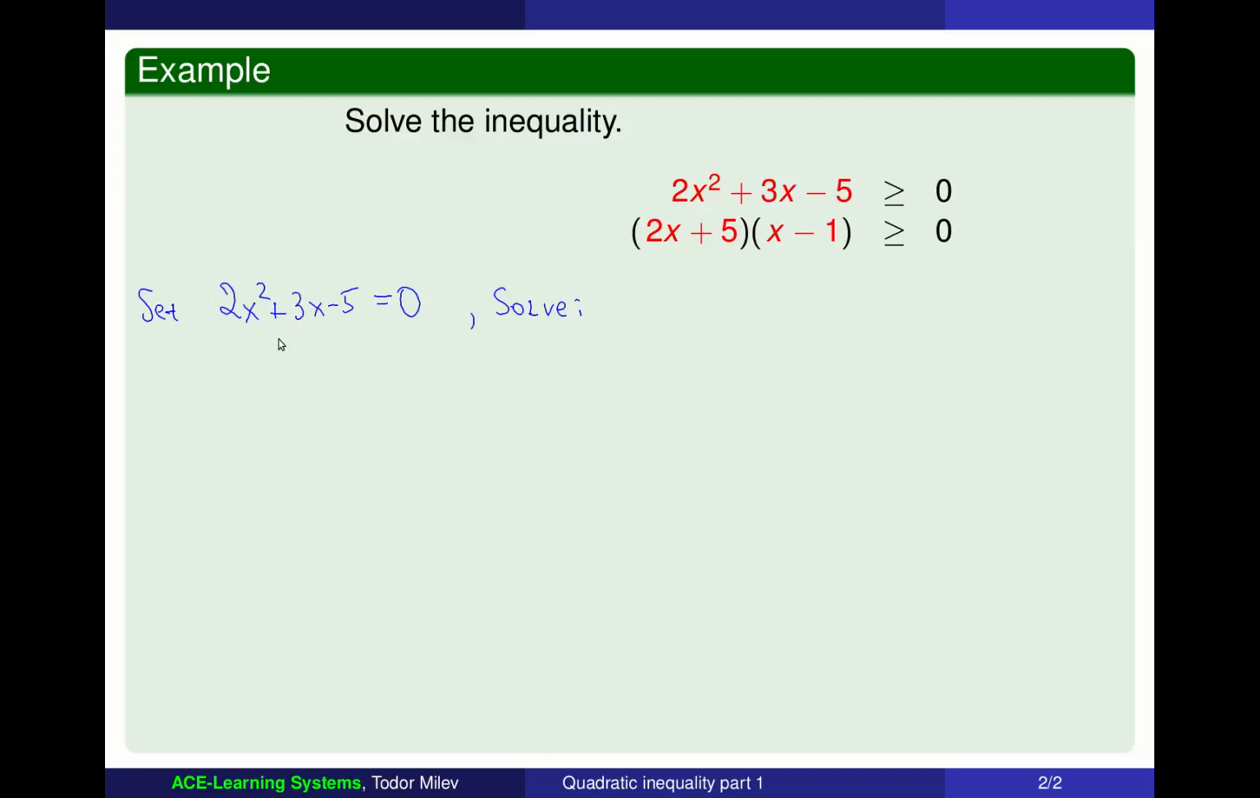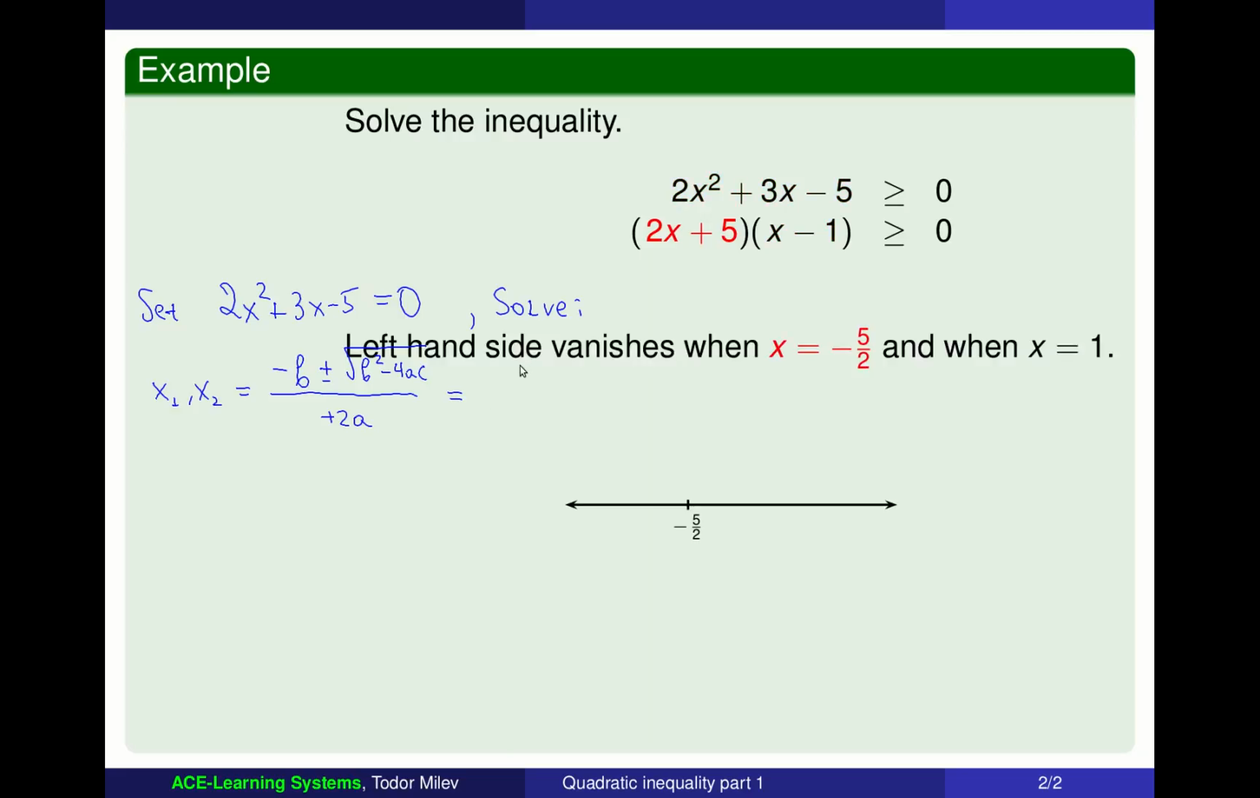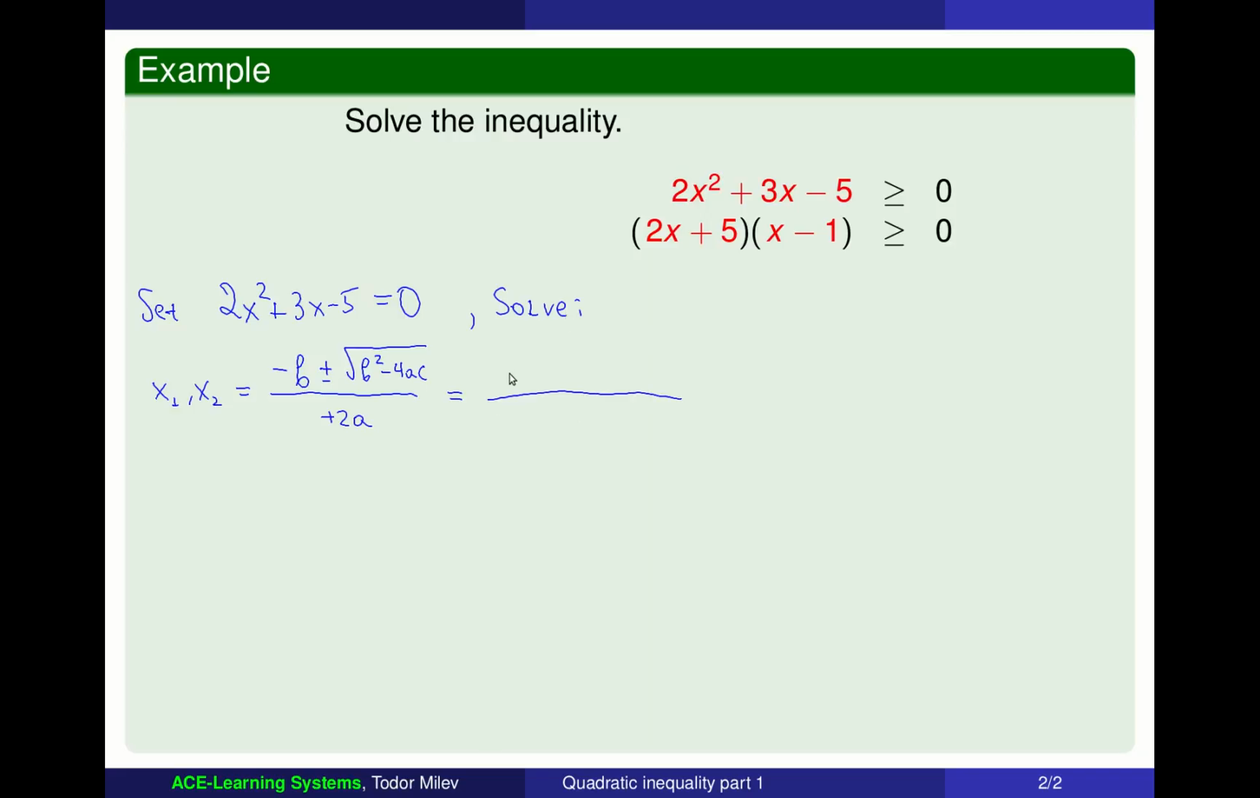Now this is a quadratic equation, and how do we solve quadratic equations? Well, we have a ready-made formula. In order to solve that quadratic equation, we know that x1 and x2, the two solutions, are given by the formula minus b plus or minus radical of b squared minus 4ac, divided by 2a. So we get -3 plus or minus radical of 3 squared minus 4 times 2 times -5, the whole thing divided by 2 times 2.